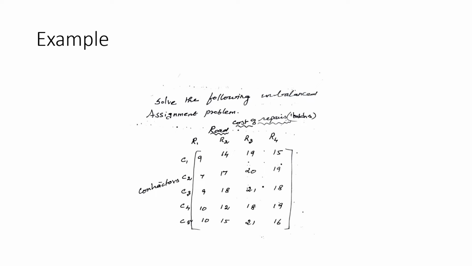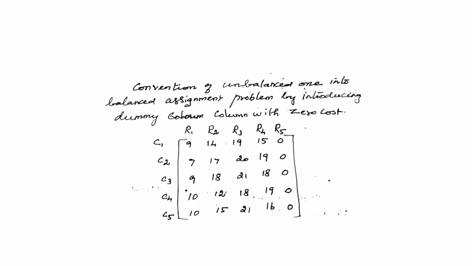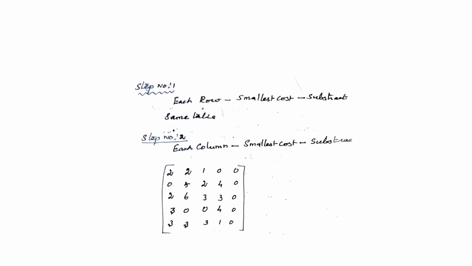Here you see there are 5 rows and 4 columns, so we conclude that the given problem is an unbalanced assignment problem. The number of columns is less than the number of rows, so we introduce a dummy column, named R5. After that, the problem is converted into a balanced one. Then we have to apply the procedure.